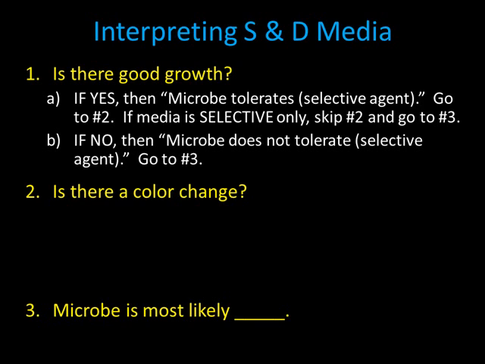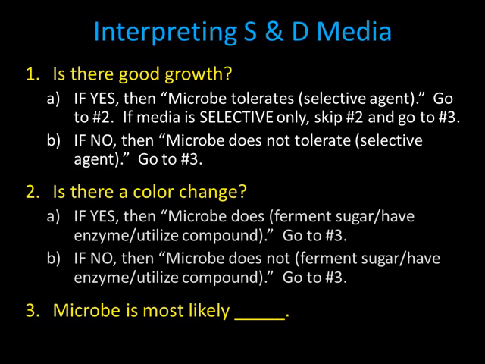If there is good growth and the media is only selective, you can proceed to step 3. If there is good growth and the media is also differential, you will proceed to step 2 to interpret the differential part. If there is poor growth or no growth and the media is also differential, you cannot interpret the differential part. Good growth is required to interpret the differential part. Typically, the differential part of media will exhibit a color change of some type to distinguish between various groups of bacteria. This will vary according to the medium.